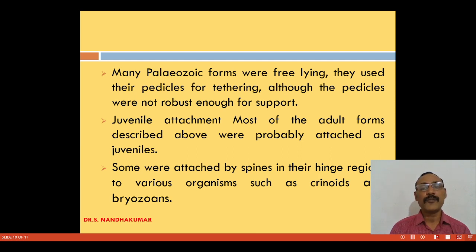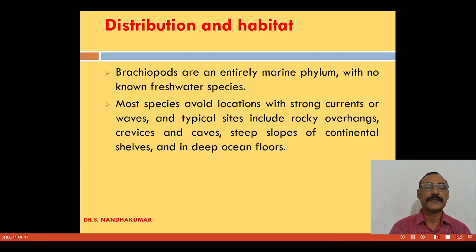Many Paleozoic forms were free-lying. They used their pedicle for tethering, although the pedicle was not robust enough for support; it is not that strong. Coming to the juvenile forms, most of the adult forms described above were probably attached as juveniles. Some were attached by spines in their hinge regions to various organisms such as corals and bryozoans.